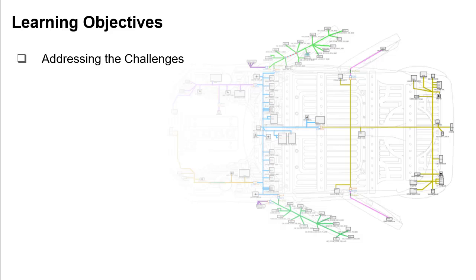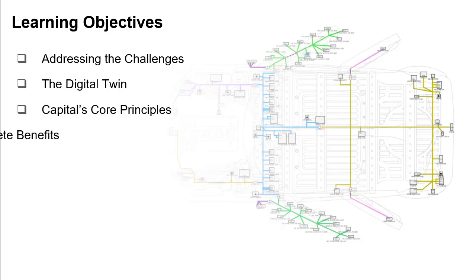In this lesson, we've described important industry challenges and how we address them through a digital twin. We've described Capital's core principles and how they make it a premier ECAD tool for modeling your digital twin. And lastly, you've seen examples from real companies.